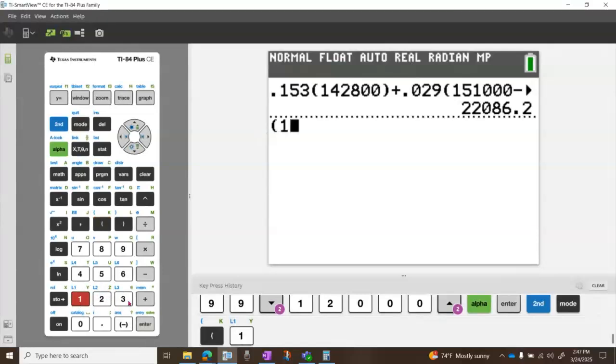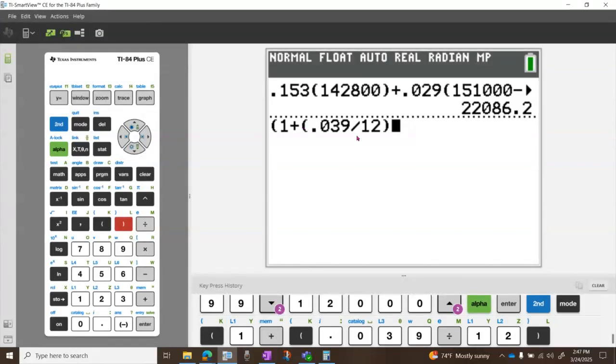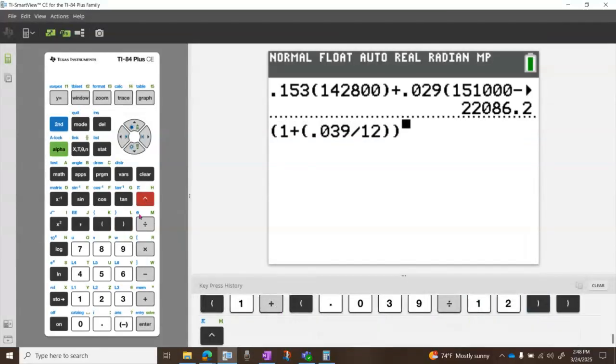Start a parenthesis, 1 plus. Start another parenthesis. I'm going to use that to frame the monthly interest rate. 0.039, that's the annual interest rate, divided by 12, that's the monthly interest rate. So this set of parentheses is the monthly interest rate. And now I close the compounding factor. 1 plus the monthly interest rate is the compounding factor. Raise the compounding factor to the power of 12. And then minus 1.